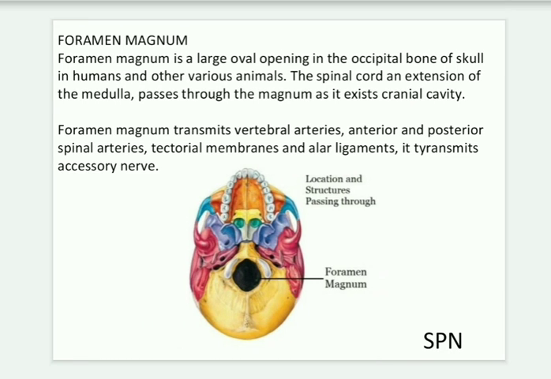Next, foramen magnum. This is also important to write in the exam when asked as a 2 marker. Foramen magnum is a large oval opening in the occipital bone of the skull in humans and various other animals. The spinal cord, an extension of the medulla, passes through the foramen magnum as it exits the cranial cavity. Foramen magnum transmits vertebral arteries, anterior and posterior spinal arteries, the tectorial membrane and alar ligaments. It also transmits the accessory nerve, which is most important.